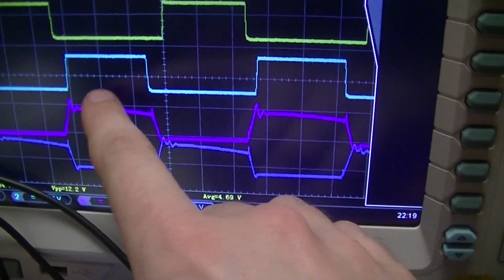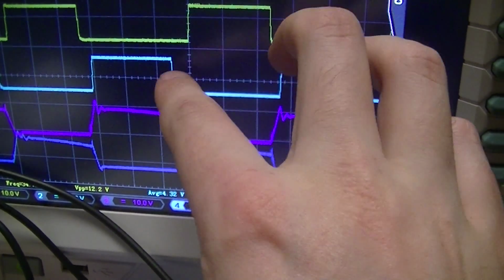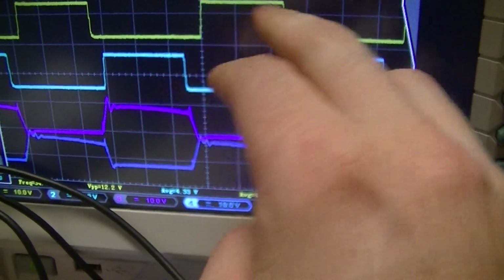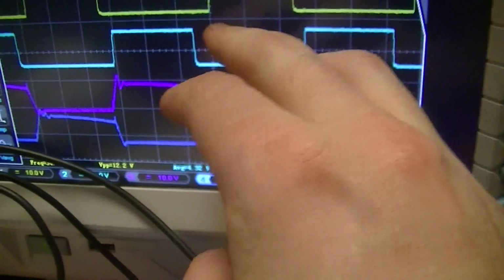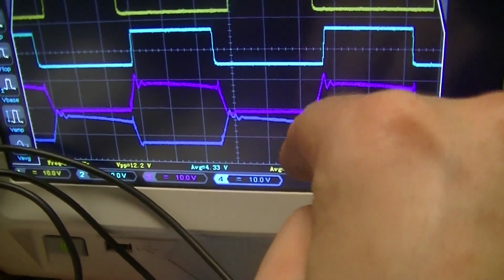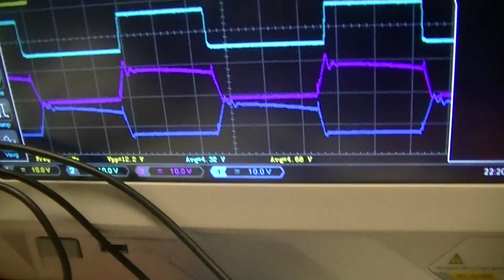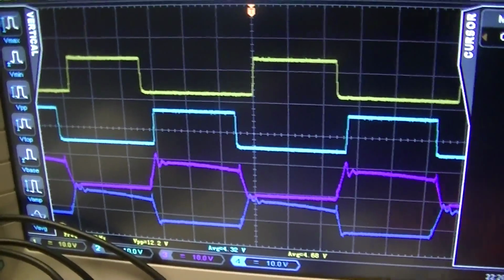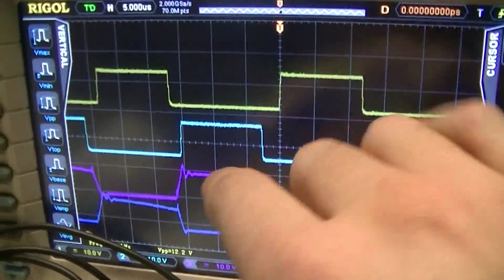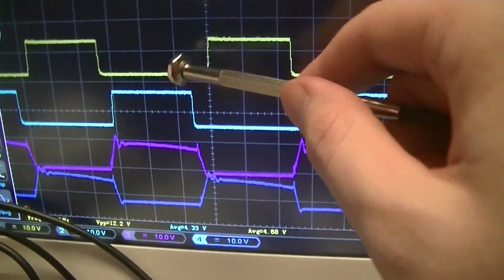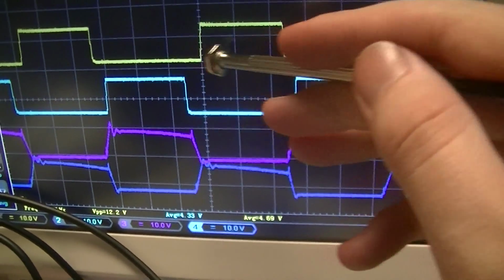I measured these two waveforms. These are the signals from the SG3524 going into the TC4427 FET driver. Those are the potential waveforms on the FET drains, which look to be fairly normal. The problem is these two, they aren't even.